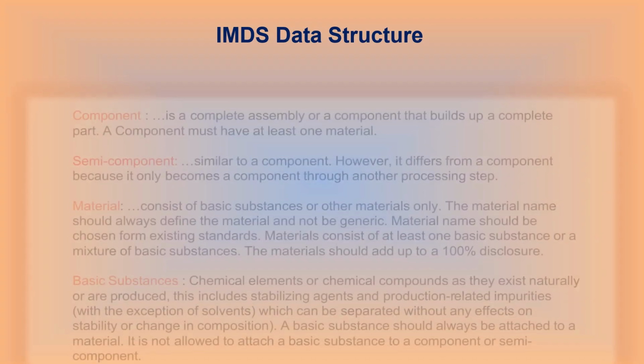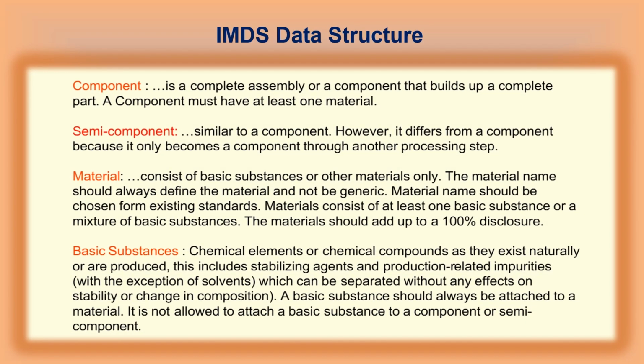A component is a complete assembly and has at least one material. A semi-component is the same as a component but requires another processing step to become a component. A material consists of at least one basic substance and other materials only. Basic substances are chemical elements as they exist naturally.